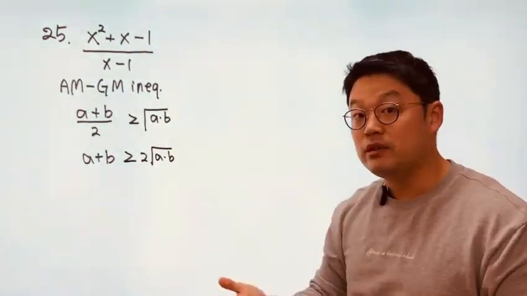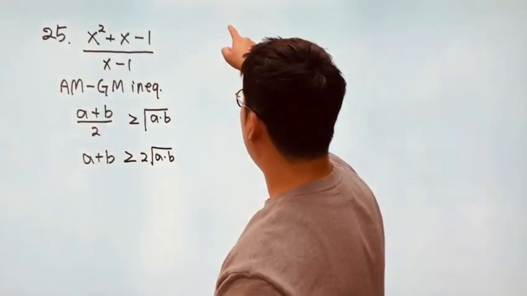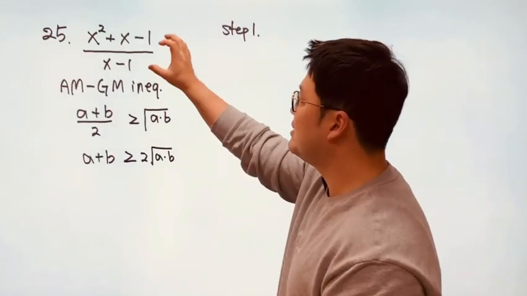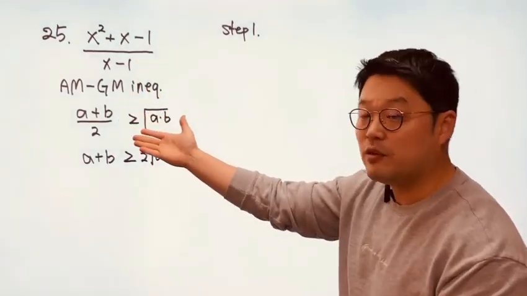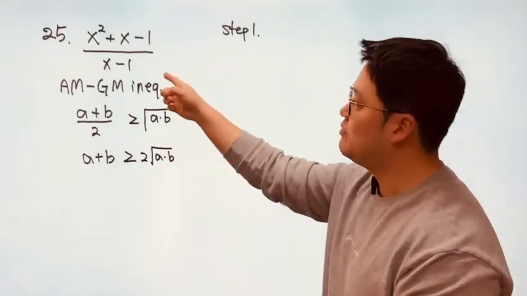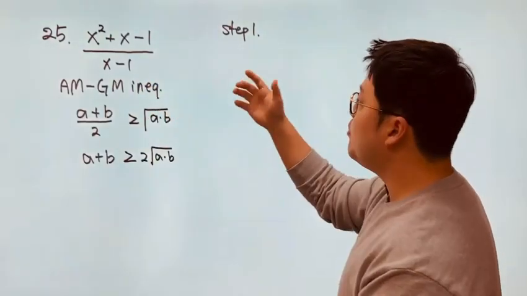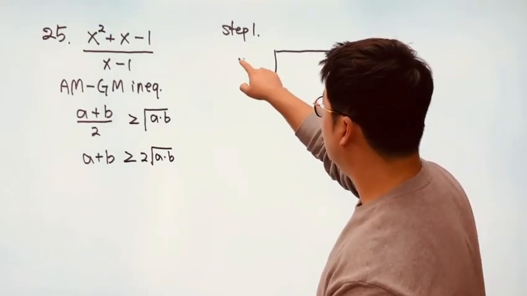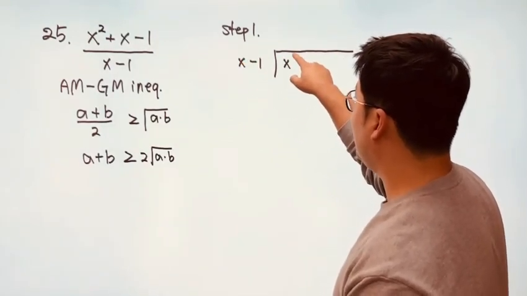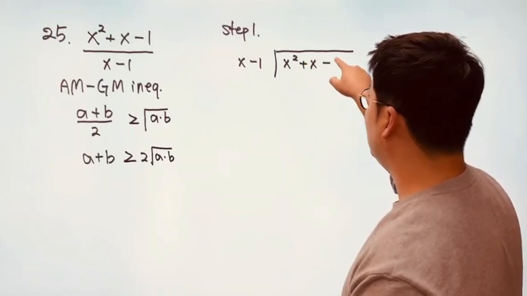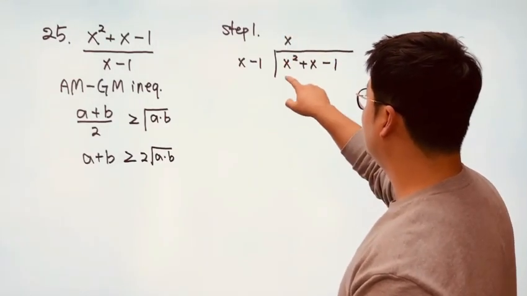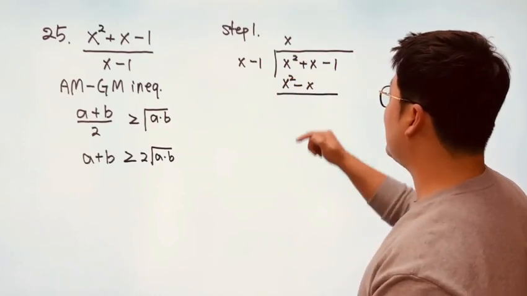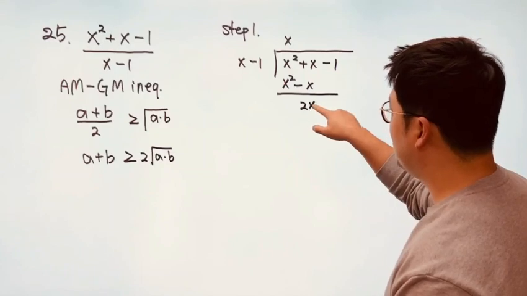So I'm going to perform long division. Step 1, perform long division, because this hasn't been written in a nice format, and our goal is to get rid of that x minus 1. Let's perform the long division: x minus 1 into x squared plus x minus 1. I multiply by x to get x squared minus x, and vertically subtracting these two gives 2x minus 1.